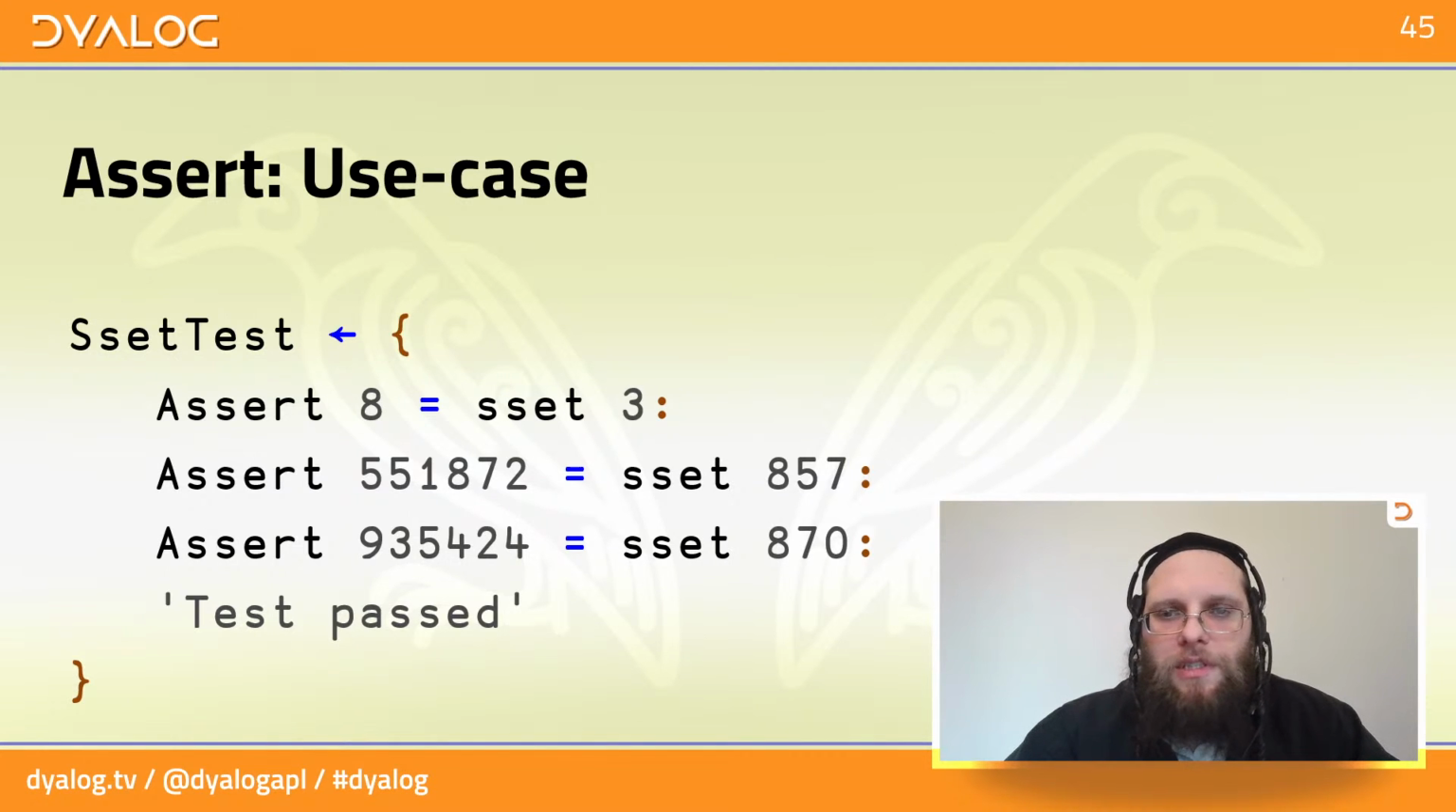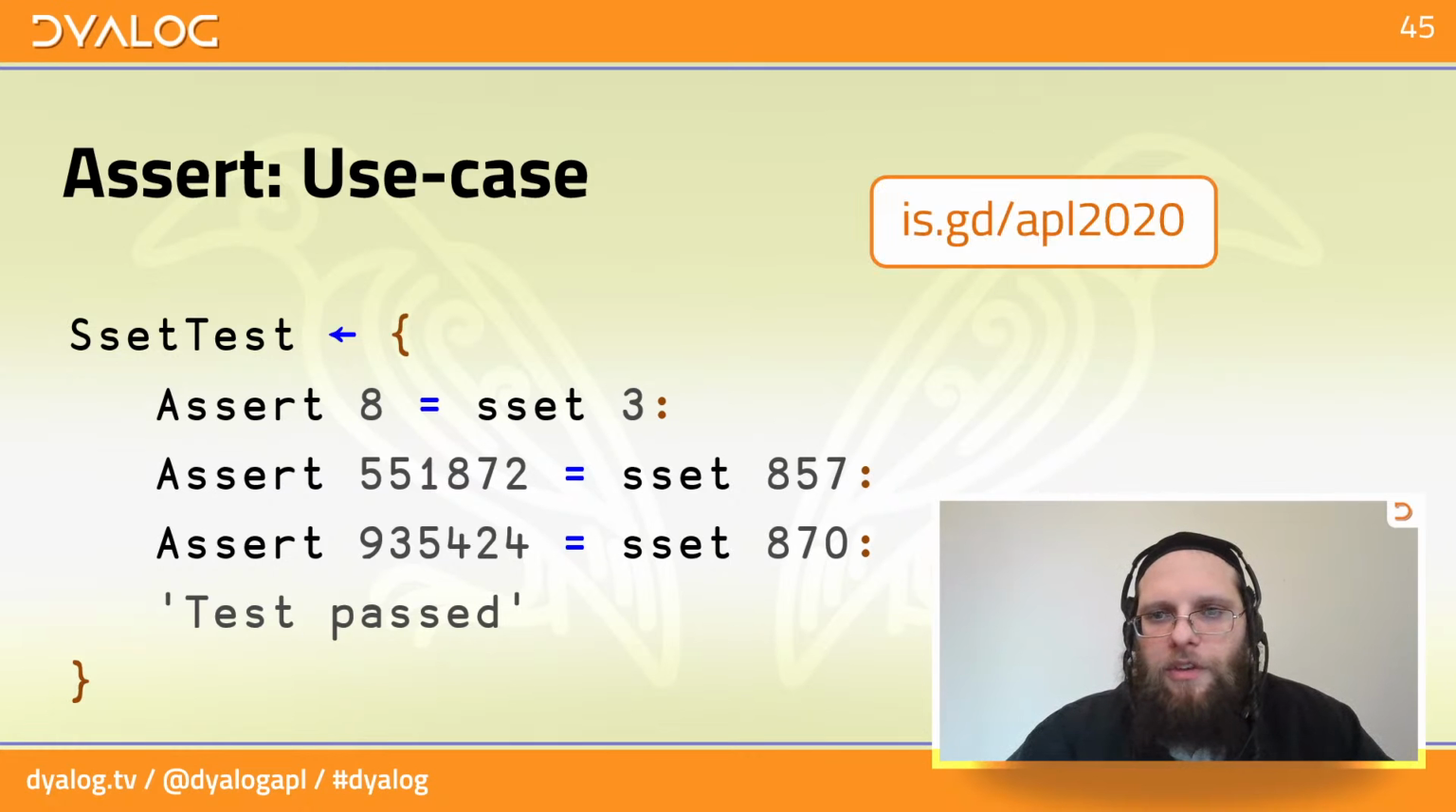If any of these tests fail, then the QA function here would suspend on the statement where the failure happened, and you could have a look at what exactly went wrong. If you want to see the further usages of assert in the student competition, in the problem-solving competition, then you can find a blog post about last year's competition at is.gd/APL2020.